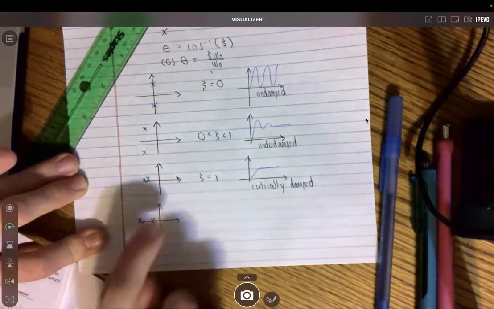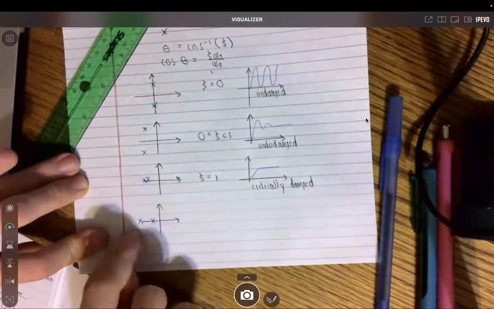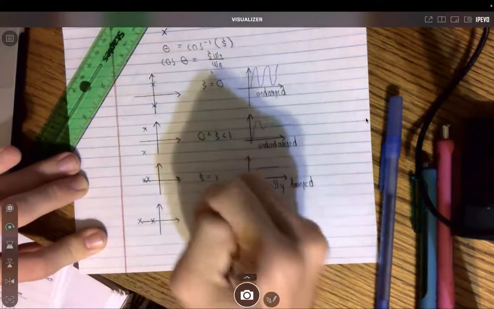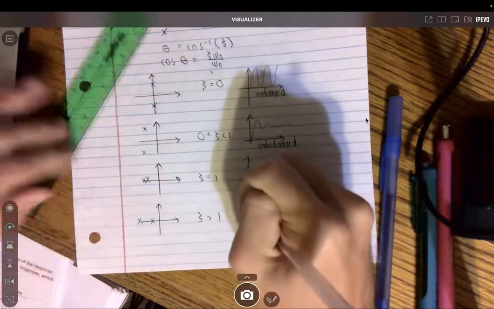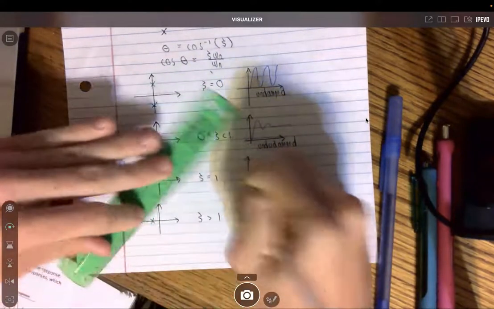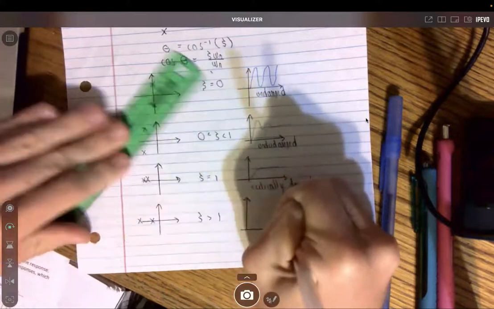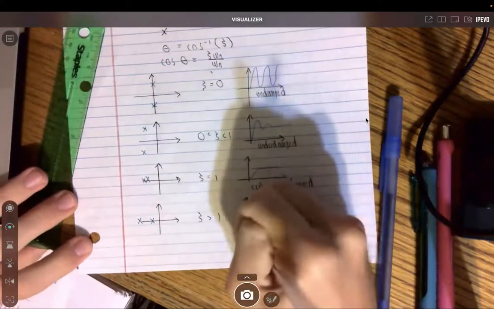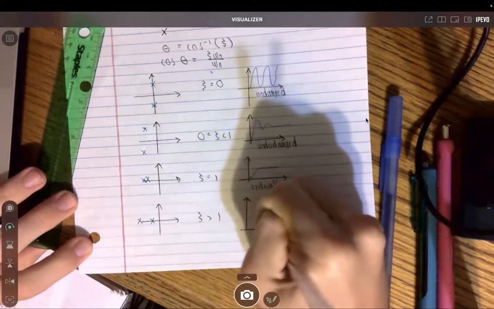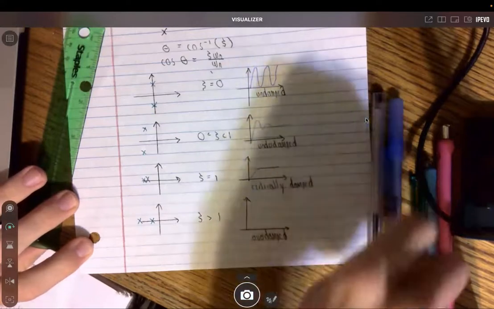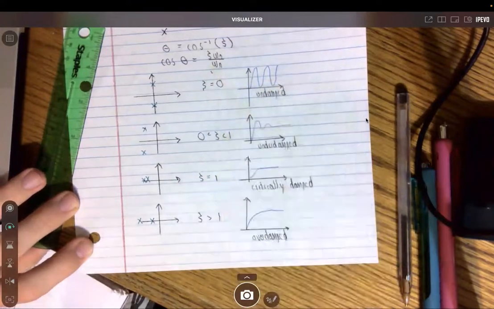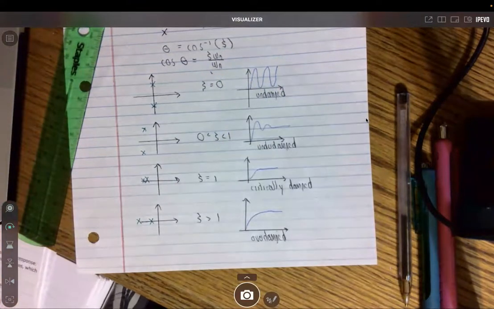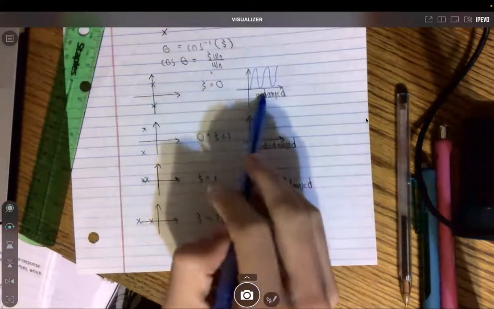And then when we have them distinct from one another, not repeated, this is when zeta is greater than 1. And so what we're going to see for our graph for the overdamped system here is that it's going to go upwards just like that. And so we notice the different responses we're going to get.